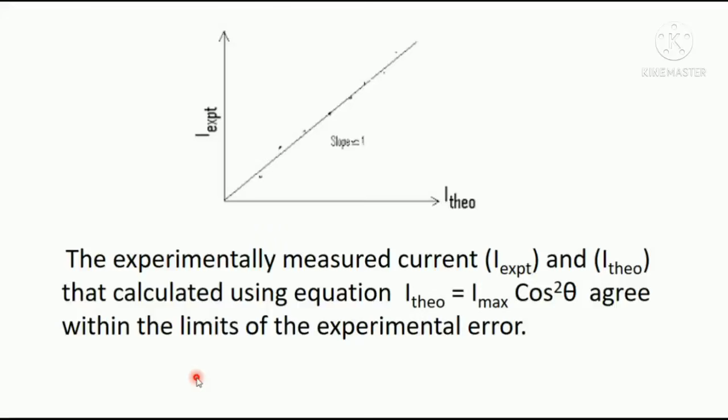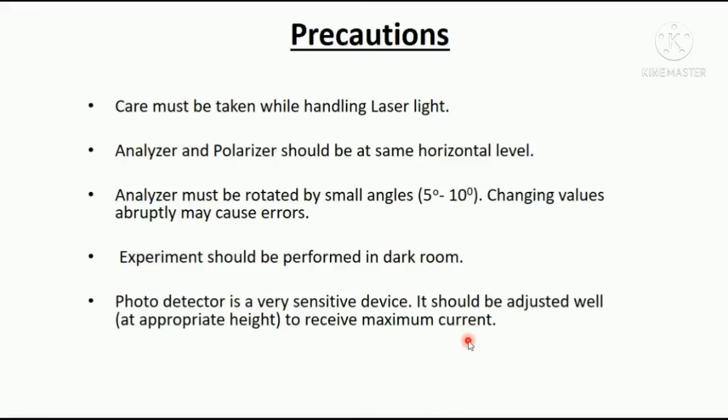We also plot I experimental versus I theoretical, where the theoretical value can be calculated as I max cos square theta. It can be seen that it is a straight line, which shows the validity of Malus law, and it agrees within the limits of the experimental error. So these are the results we get from our observed readings.